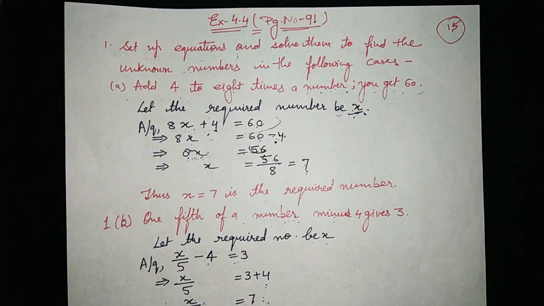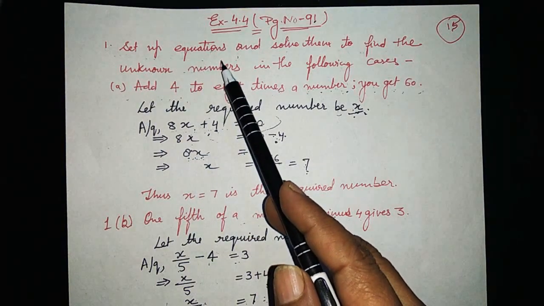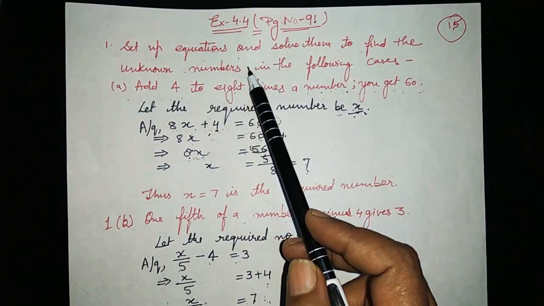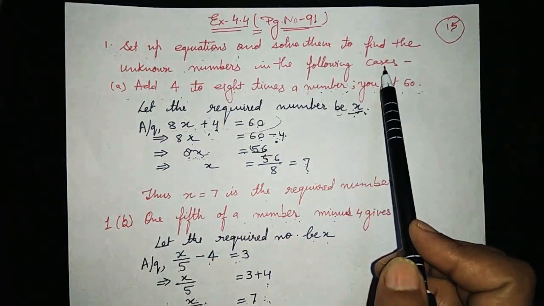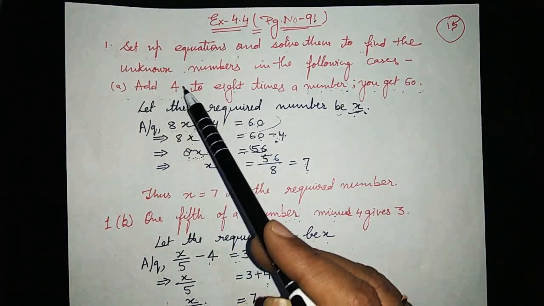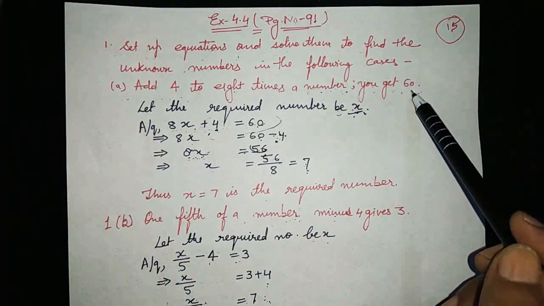Hello students, today I will start exercise 4.4 of simple equations chapter. Here you see the first question. Set up equations and solve them to find the unknown numbers in the following cases. Here the first part is add 4 to 8 times a number, you get 60.